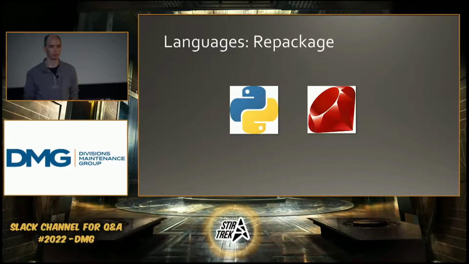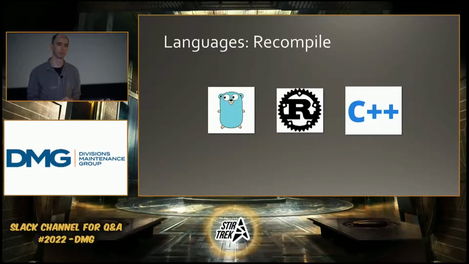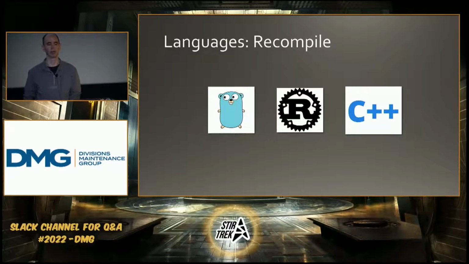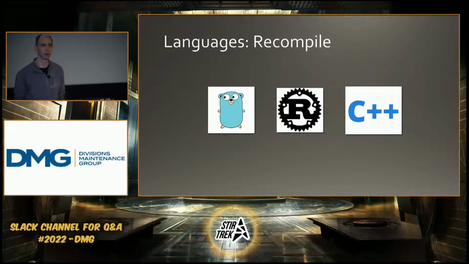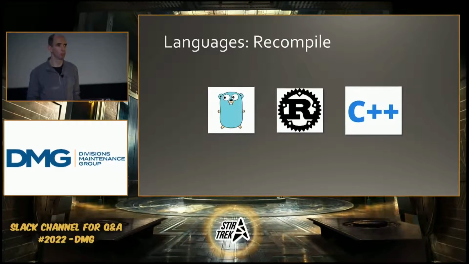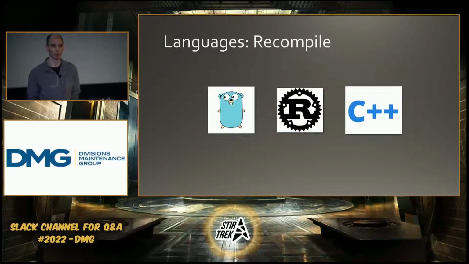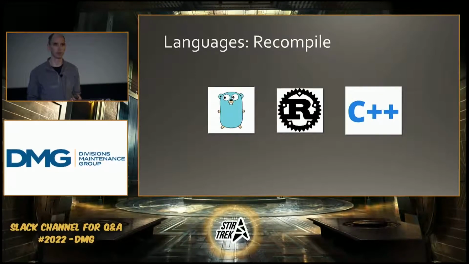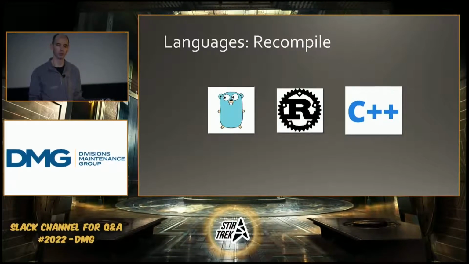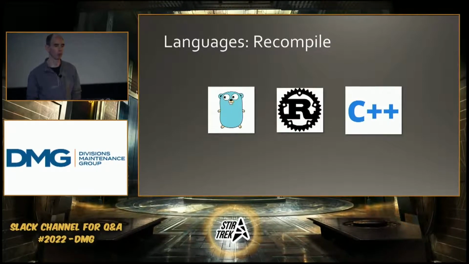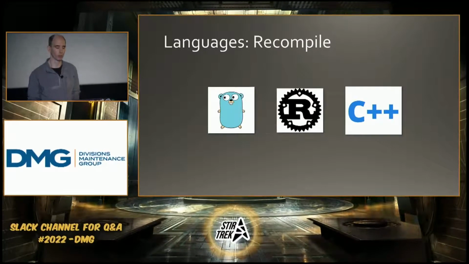Same thing may go for Ruby. And then a lot of languages like Go, Rust, C++, and C are going to need to be recompiled. This isn't necessarily a problem. I mean, it's a change to your build process. And languages like Go and Rust have actually made it really easy to cross-compile for other platforms. And you can do that with C and C++ as well. It's just traditionally not quite as friendly to do.